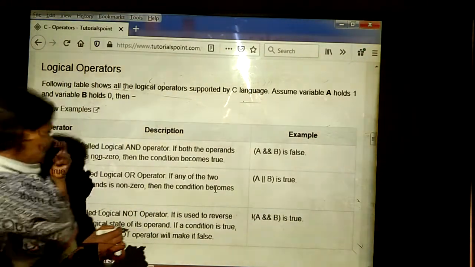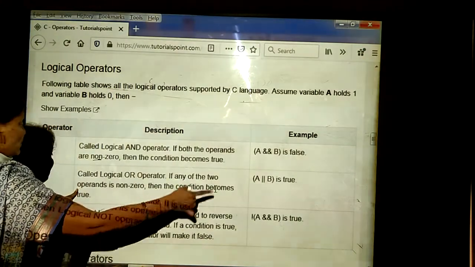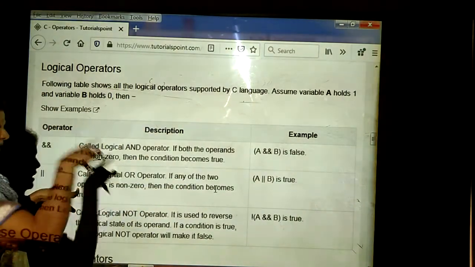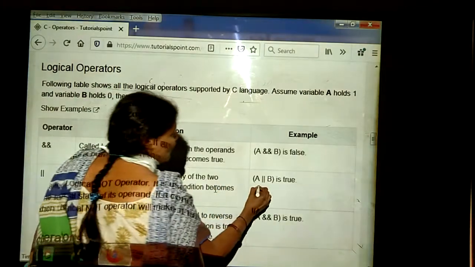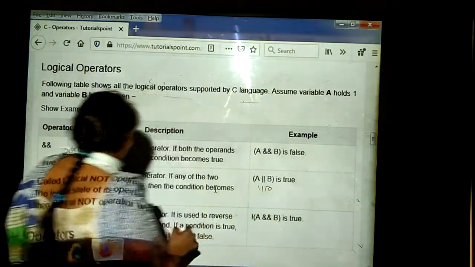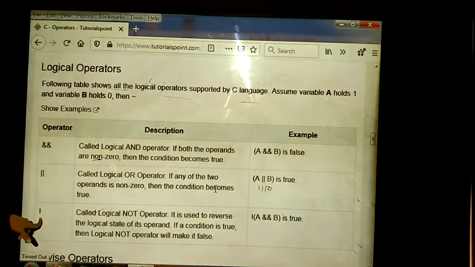What is the condition here? If any one of the two operands is non-zero, any one non-zero, like 1, 0, the condition is true.